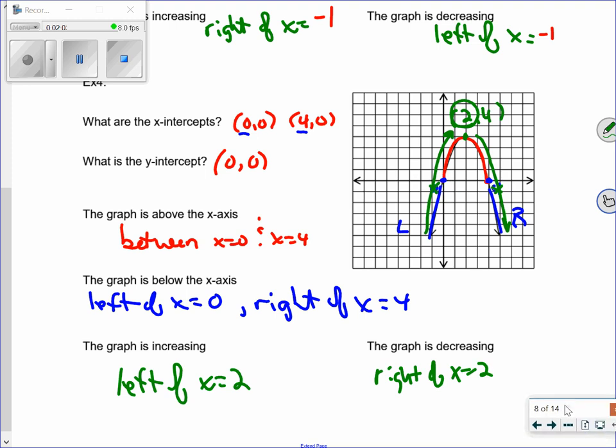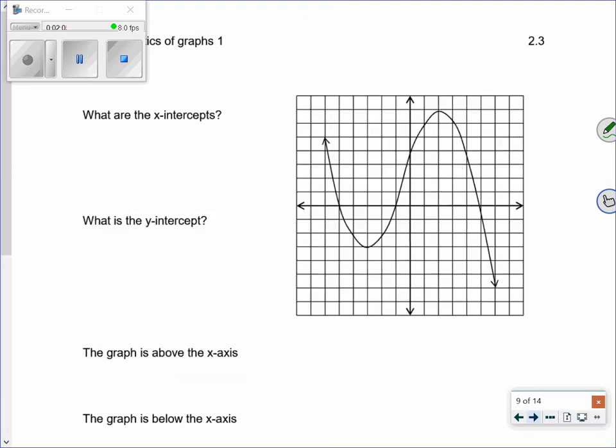All right? Let's flip over and try example 5. This one bounces all over the place, a little roller coaster. All right, what are the x-intercepts? I'll do those in blue this time. There are 3 of them.